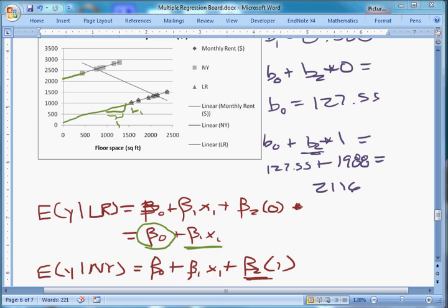If beta 2 is positive, then the average rent for the same floor space will be higher in New York than in Little Rock. If it's negative, then the average rent will be lower. Clearly, it's going to be higher in this case.